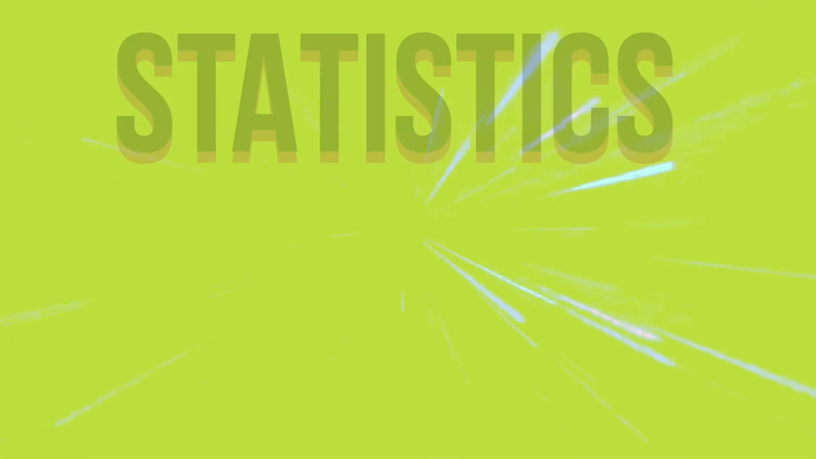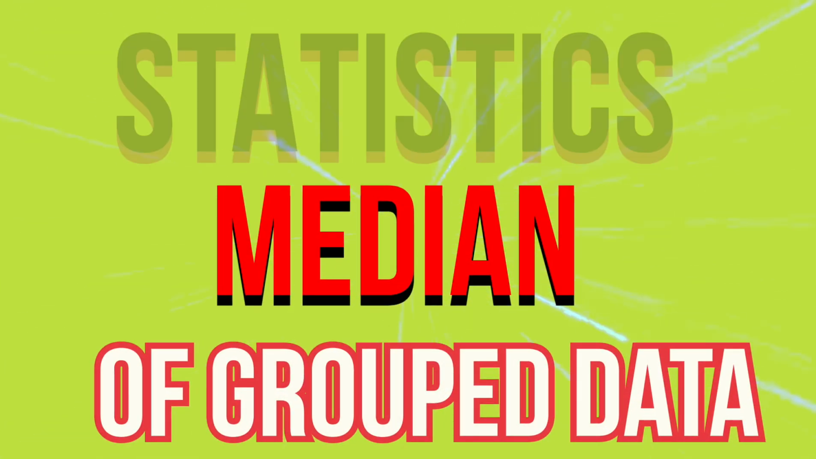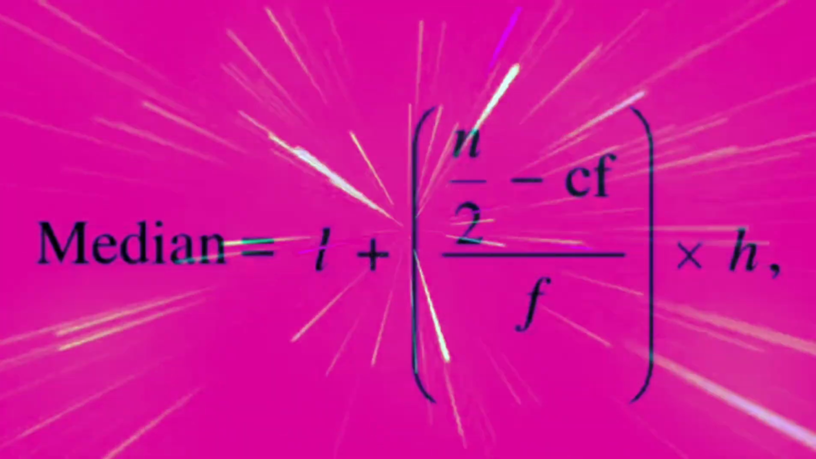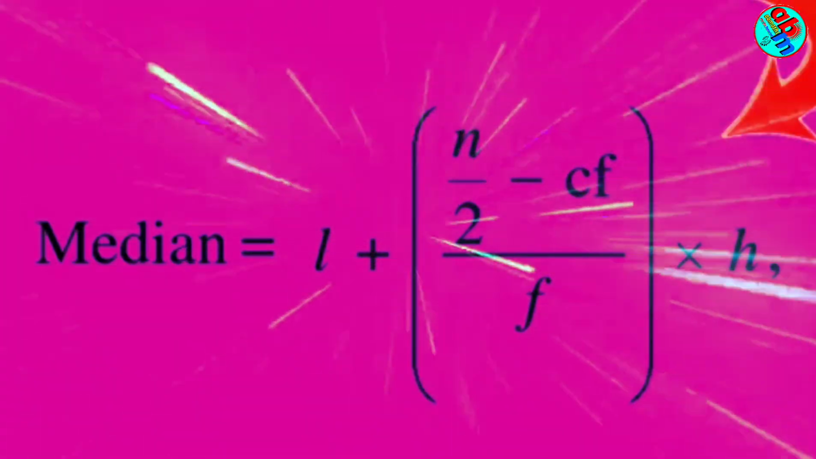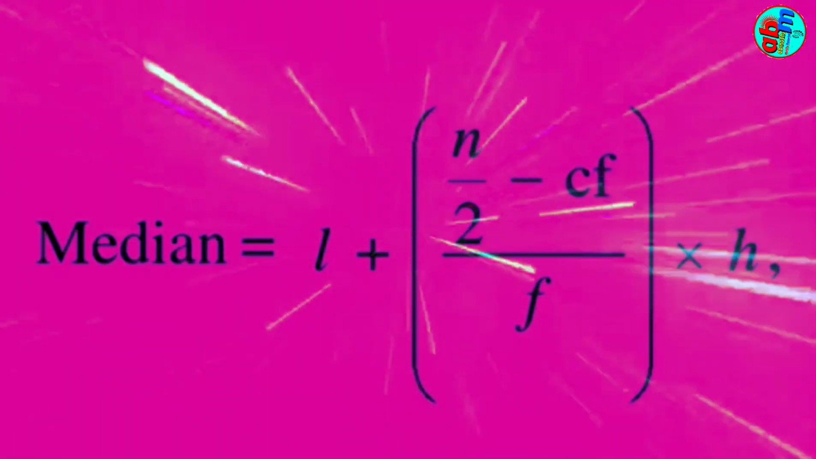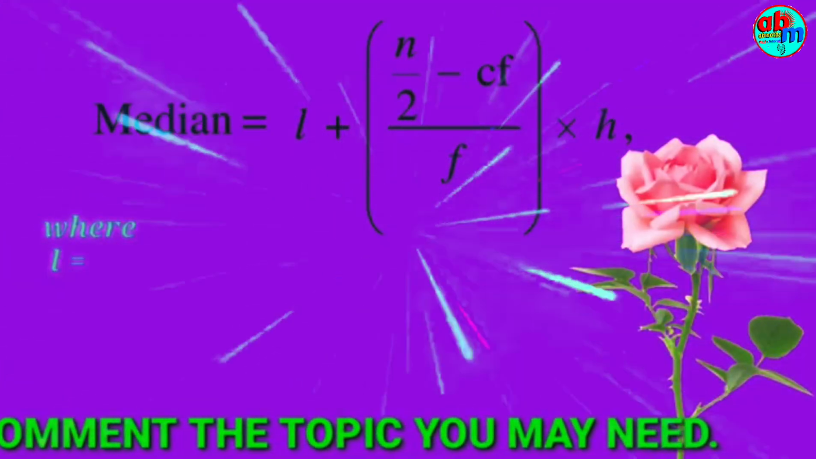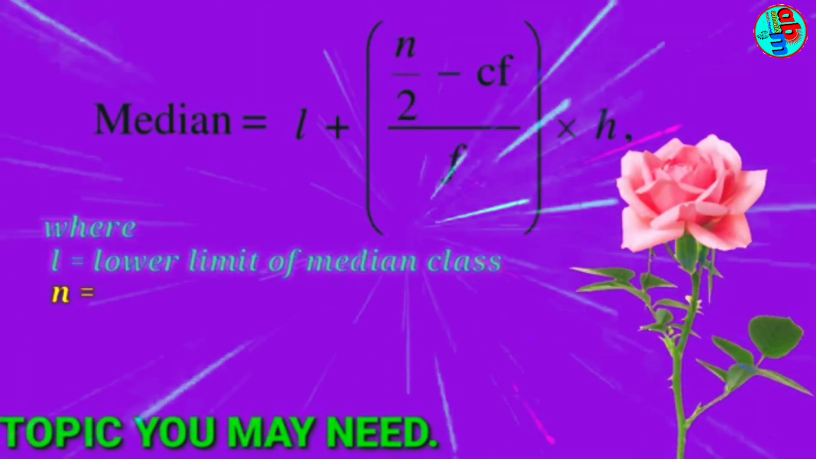Hello friends, Namaskar. Today we have come up with a new topic of statistics, and the topic today is median, where we have the formula. Median is given by the formula L plus (n by 2 minus CF) divided by f, into h, where L is the lower limit of median class. What is that median class? We are going to discuss it while solving the problem.